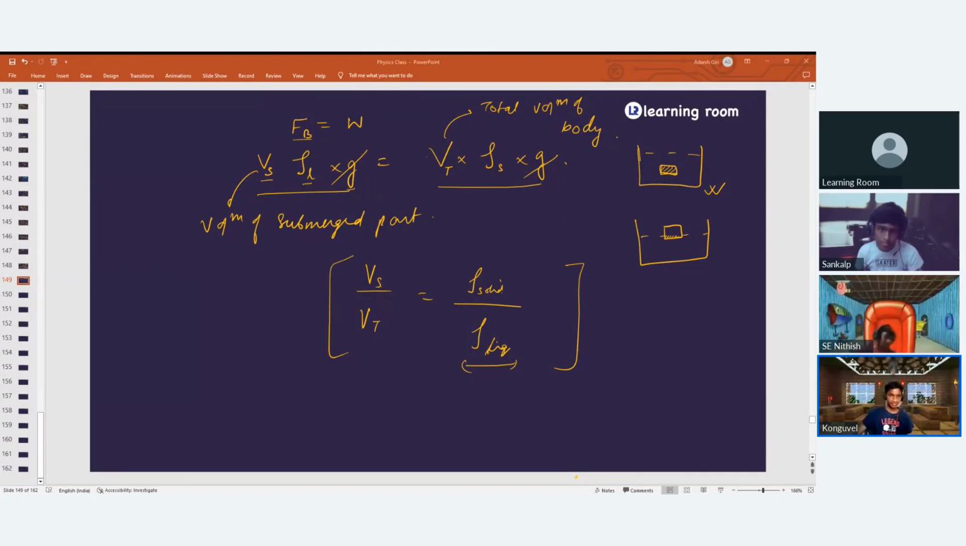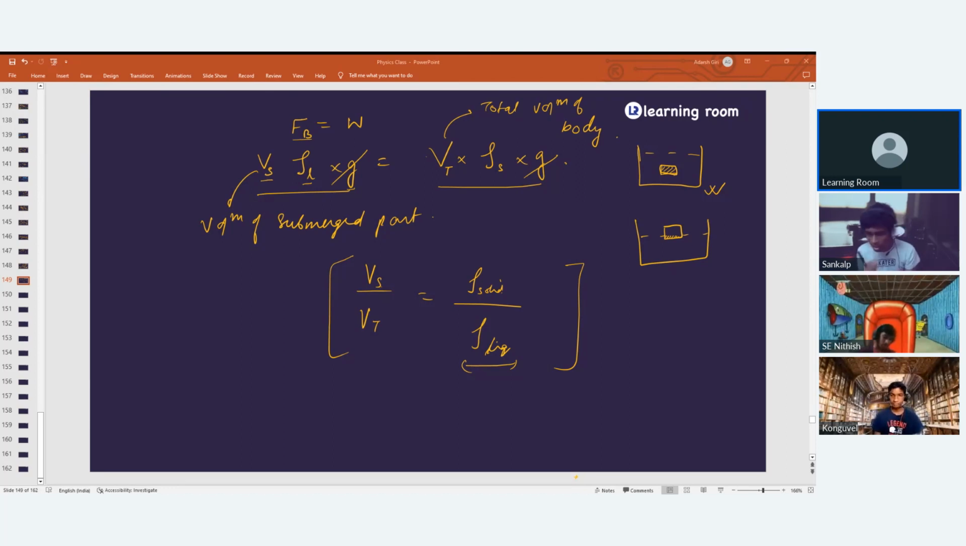For example, if density of liquid becomes equal to the density of solid, then what will happen? Volume of submerged will be equal to the total volume, and that will be the totally submerged condition, isn't it?